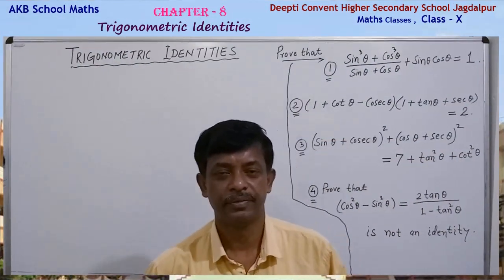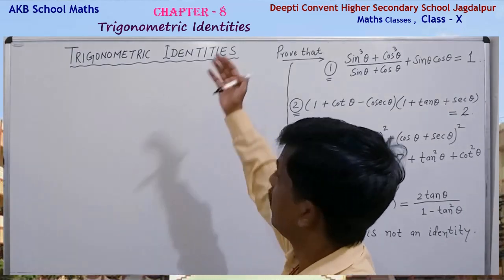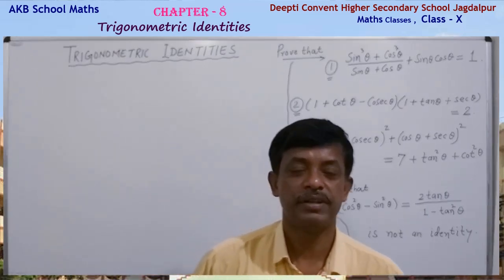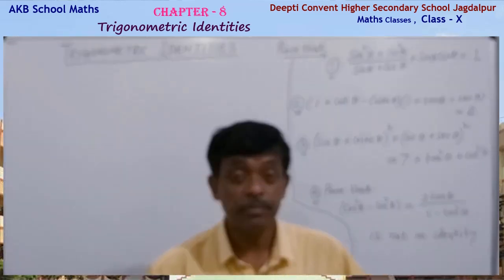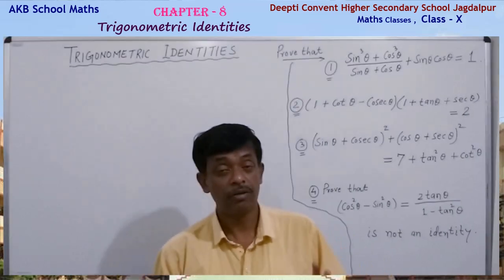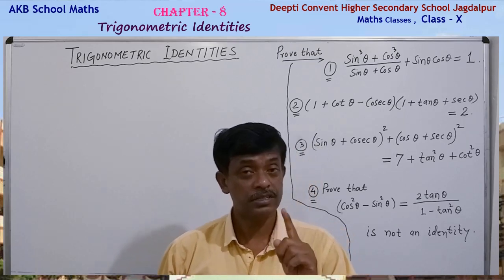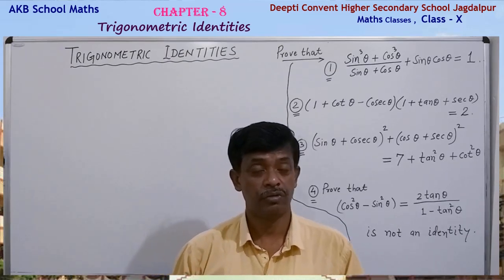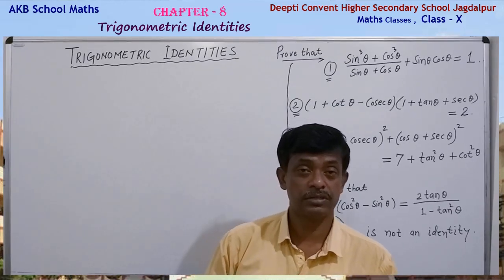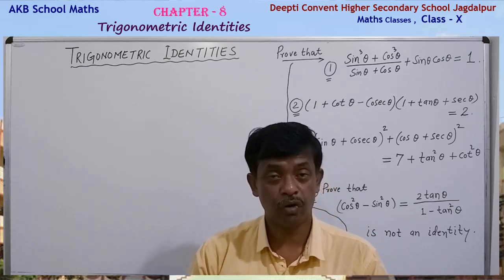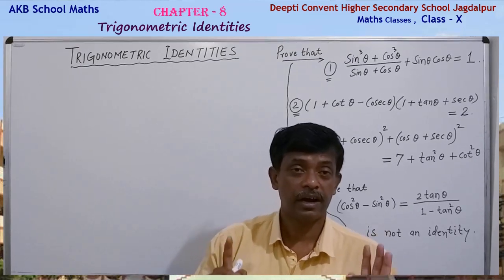Hello dear students, today I will discuss trigonometric identities. This is a very important part of your chapter. What is an identity? An identity means an equation involving trigonometric ratios of an angle which is always true for any angle. That is, an equation involving trigonometric ratios which is true for all values of the angle is called a trigonometric identity.